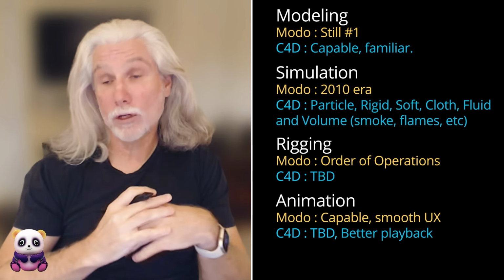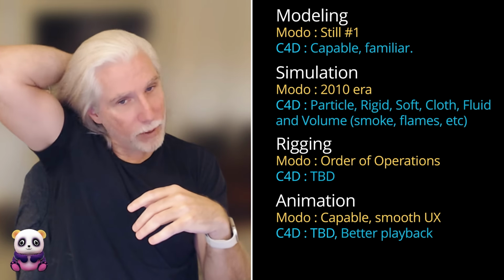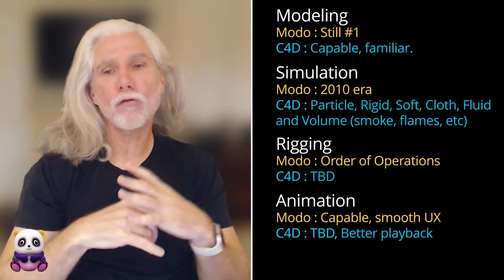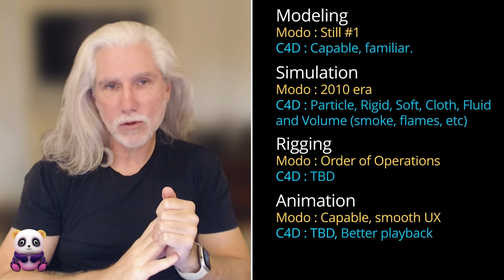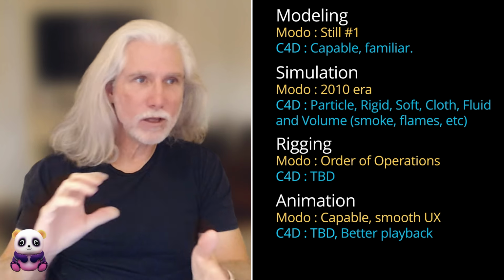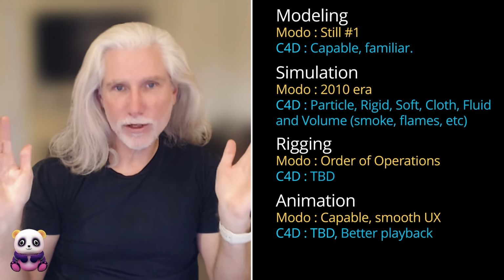Also, of course, Cinema 4D is just faster. It's going to work faster. Modo had a hard time playing back animation at full frame rate with a lot of stuff in the scene. Cinema 4D is just a faster program, so that's really nice. So I'm going to try to touch on this stuff in future videos, but that's the TLDR on those.